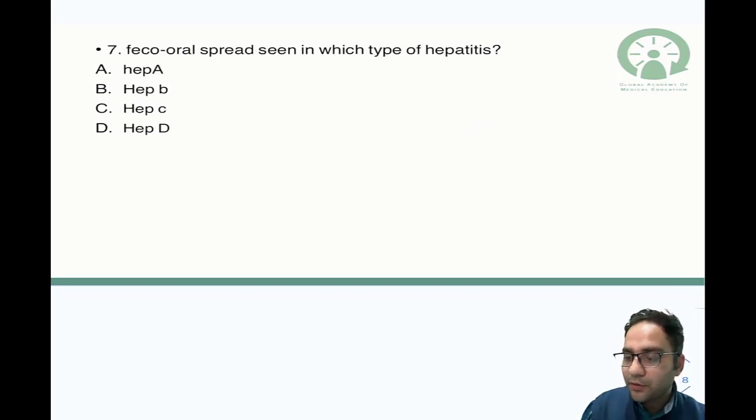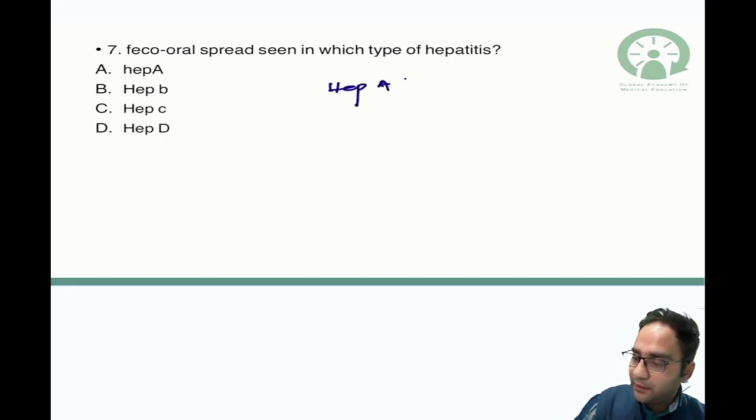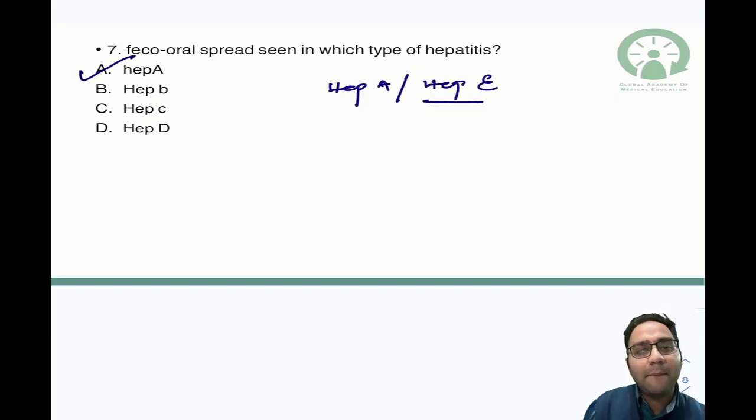Next, you were asked about fecal-oral spread, which is seen in which type of hepatitis? It is seen in Hep A and Hep E. So in this option, your answer would be Hep A. Rest all are sexually transmitted diseases. They can also be transmitted by the blood route. But Hep A and Hep E have fecal-oral spread. So Hep A is the answer here.